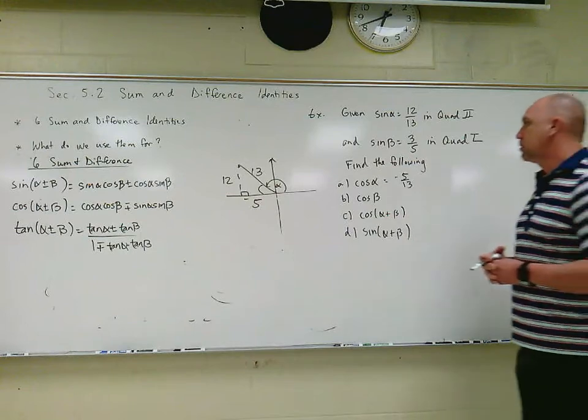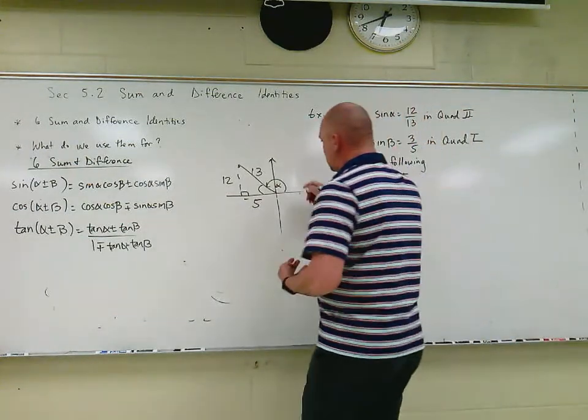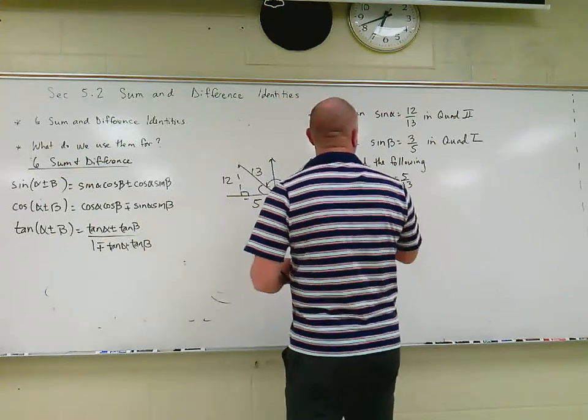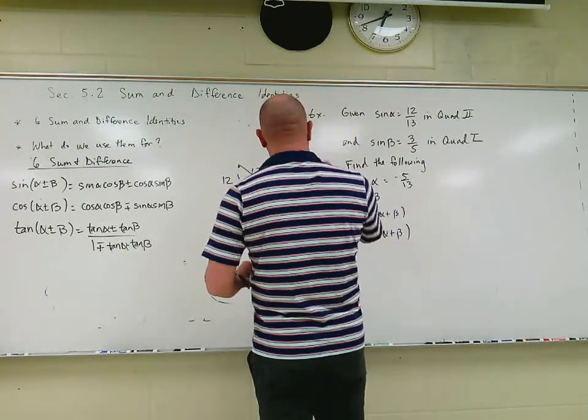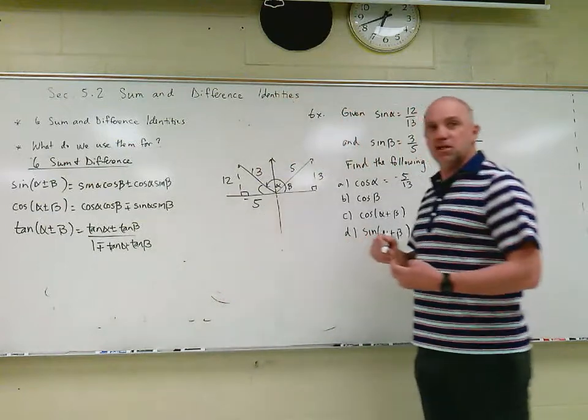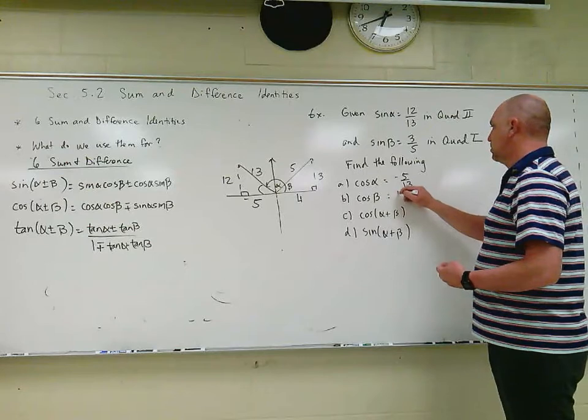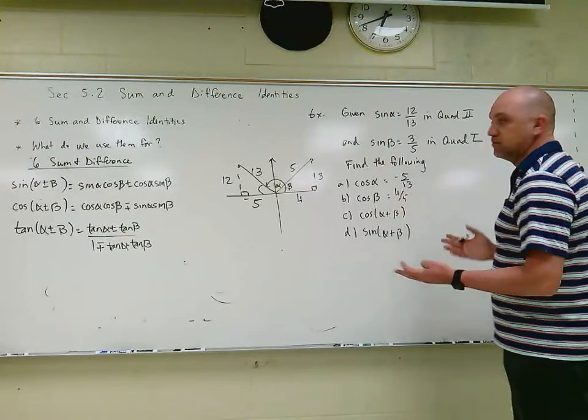Cosine beta. I'm just going to use the same graph. Beta is in quadrant 1. Draw my perpendicular. I've got opposite is 3, hypotenuse is 5. What's the adjacent side? 4. So what's the cosine of beta? 4 over 5. Okay?